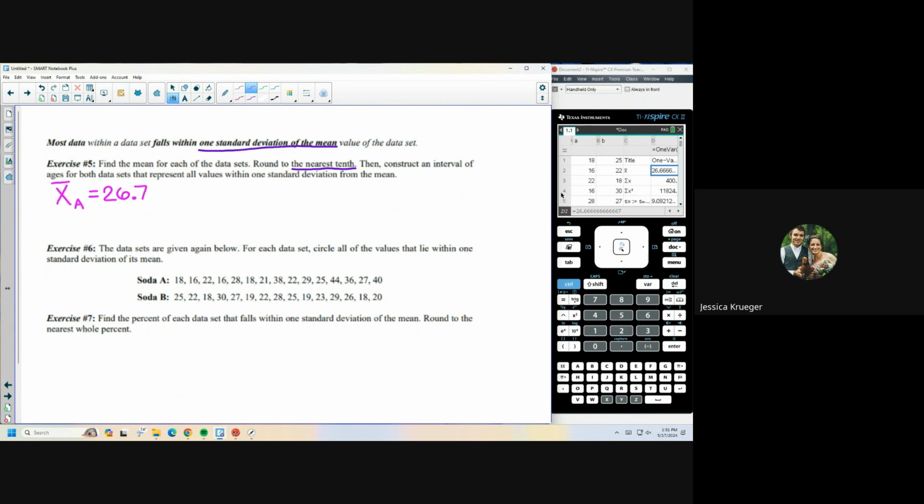And I'm going to go ahead, I'm going to hit Control Undo, and I'm going to calculate the statistics for soda B. So I got to change my list here. I would like to store it in column C. It is a column reference, and my average for soda B is 23.4.